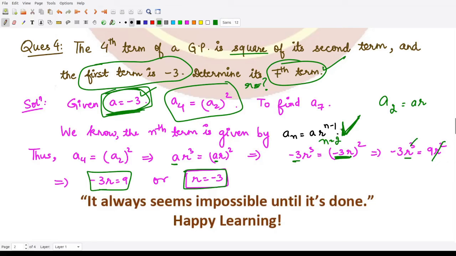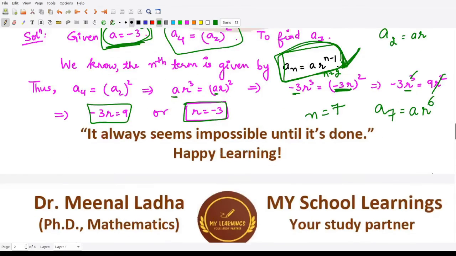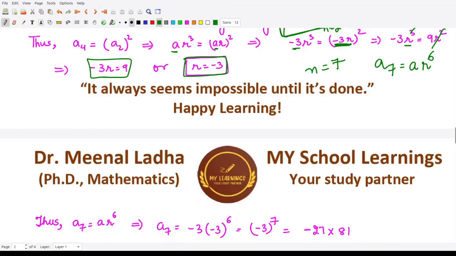Now in order to calculate the 7th term, we will again make use of this nth term. In this nth term, we will now substitute the value of n as 7. So that we would have a7 is equal to a into r raised to power 7 minus 1. 7 minus 1 is 6, right? So doing that, a7 is a r raised to power 6, right? The value of a is minus 3. The value of r is again minus 3. We have just computed it. So it would be minus 3 into minus 3 raised to power 6, so it would be minus 3 raised to power 7.